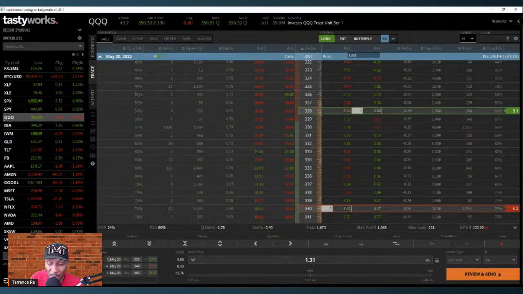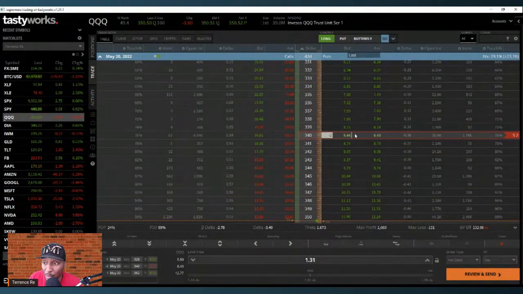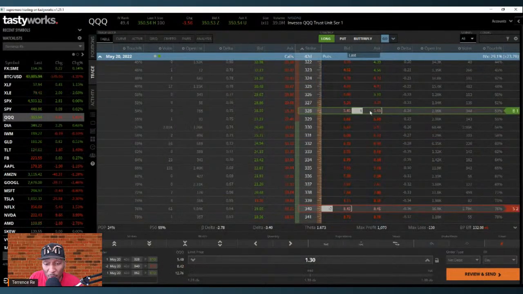Now, if you look down there, you see 1, 2, 1. This is so I got 12 down. If you come right here from 352 to 340, that's 12 spaces down, or $12 wide. And then if you go from 340 to 328, that's another 12 down. So it's an equal distance on both sides, right?